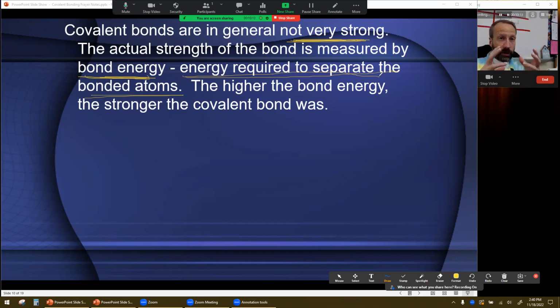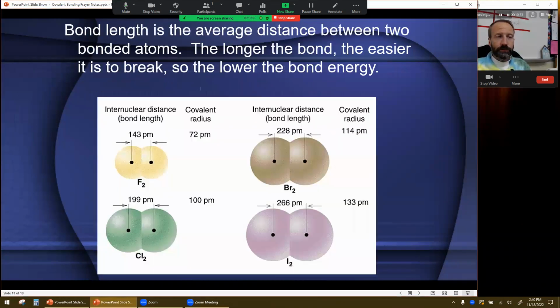They don't have the same characteristics as covalent, okay? So covalent bonds tend to be very weak, and we measure that with a bond energy. The lower the bond energy, the weaker; the higher the bond energy, the stronger. Now, while we're on this topic of bond energy, there's something else we can do with bond energy. So I want to mention that here. The bond energy can tell us the length of the bond.